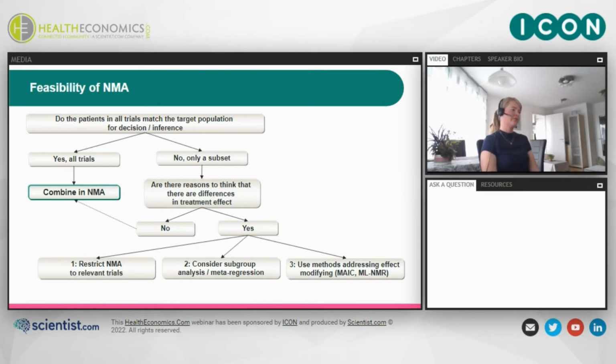We could, for example, restrict the NMA to the relevant trials, so just exclude outlier studies. Or we could think about conducting a subgroup analysis if we have sufficient data, or meta-regression, but we need at least 10 studies reporting on an outcome to do a meta-regression, which is also not always the case. Or we could use completely different approaches, such as MAIC or NMR, which Matthias and Nathan will talk about later today.